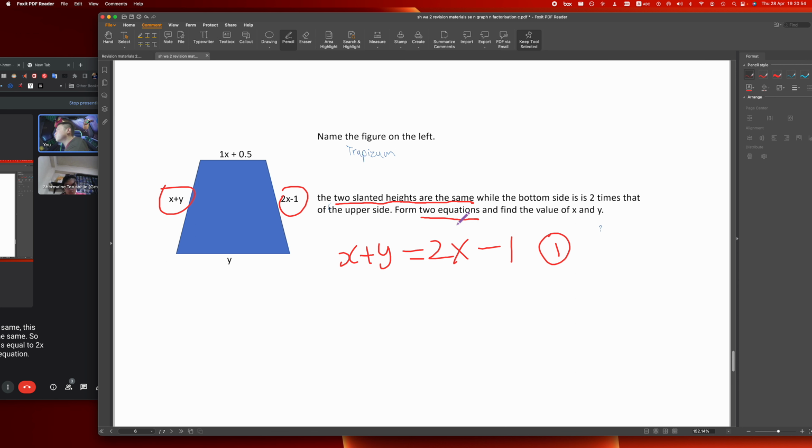They say form 2 equations, right? Yeah. So can you read the question? The two slanted heights are the same, right? This one, they are the same. So equal. This is your first equation.